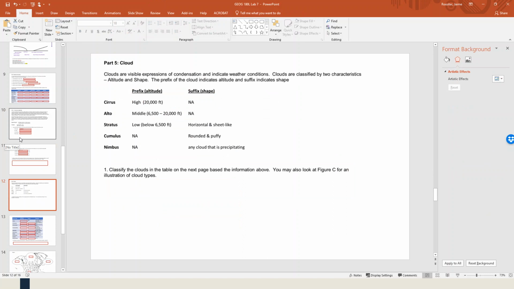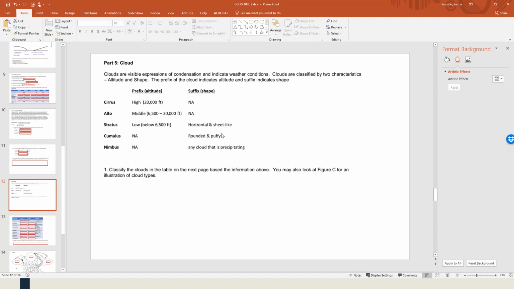And then you have this kind of very nice illustration of where clouds are and what type of weather you get. But they are, as this says, visible expressions of condensation and indicate current weather conditions. So you get different types of clouds based upon their shape. It tells you which way the air is moving and what type of potential weather effects you're going to get. Clouds are classified by two characteristics, their altitude and their shape. So cirrus, alto, and stratus, that means high, middle, or low. And it's these elevations here, 20,000, 6,500 to 20,000, or below 6,500. This is the area of elevation that you're looking for here.